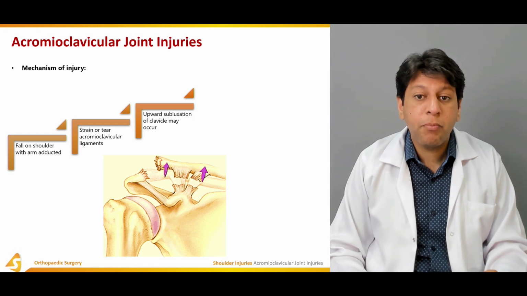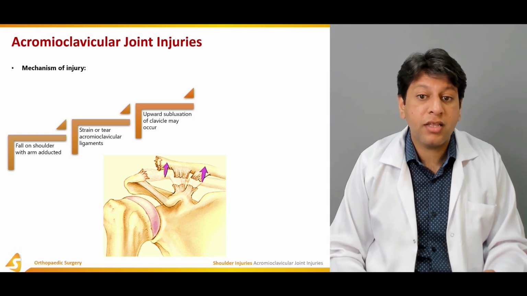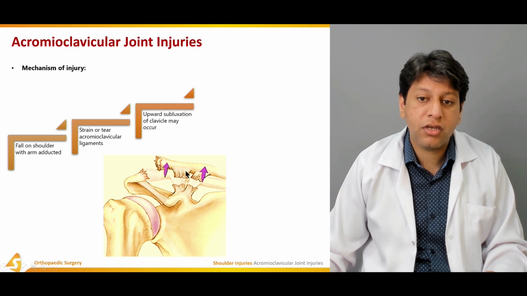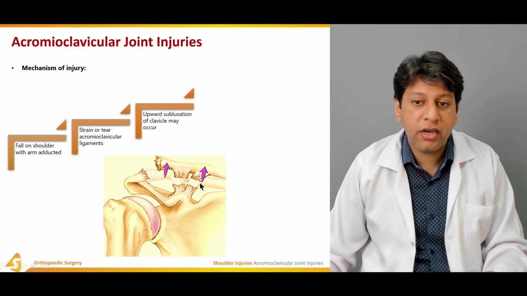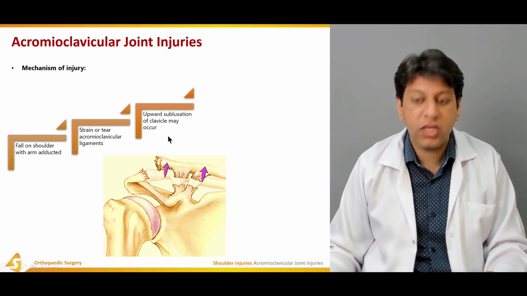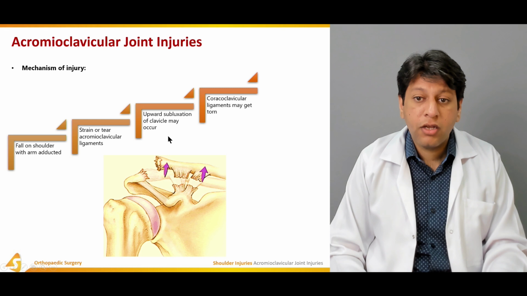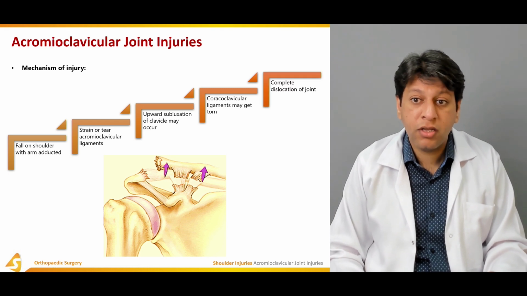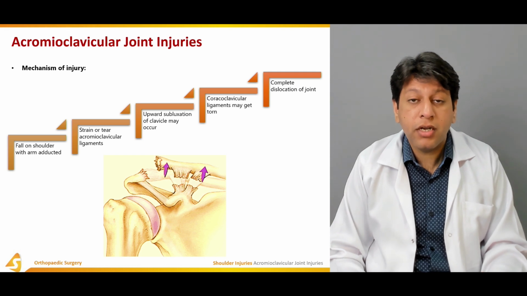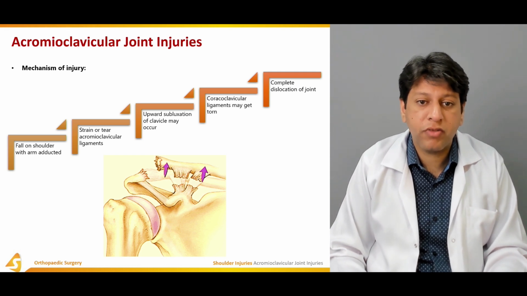Upward subluxation of the clavicle may occur, because the coracoclavicular ligaments are the ones holding the clavicle, and once they get ruptured, this may result in the clavicle moving upward. The coracoclavicular ligaments may both be torn, or one of them may be torn, and this may result in a complete dislocation or displacement of the clavicle.